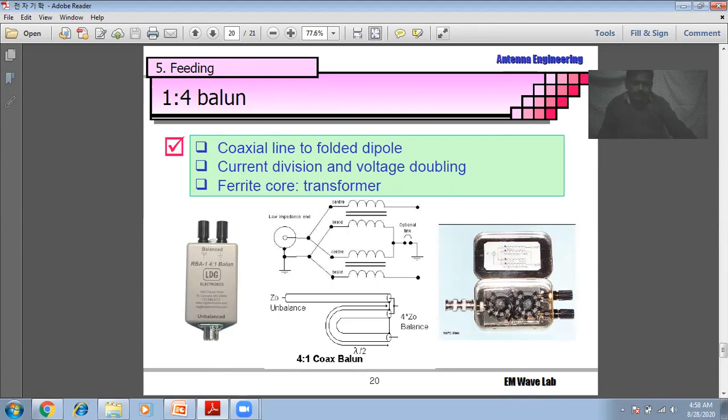Also, I told you that the half-wave dipole antenna is called the Hertz antenna, and the monopole antenna, that means the quarter-wave monopole antenna, is called the Marconi antenna.